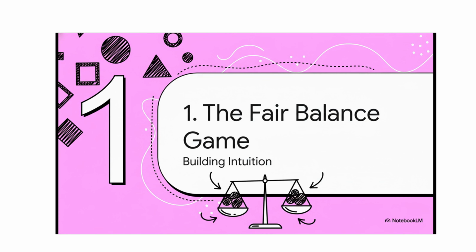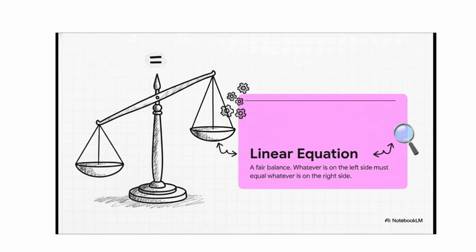First up, the fair balance game. Seriously, before we touch any formal math, we're just going to build our intuition with a simple idea that pretty much everyone can get right away. At its core, a linear equation is nothing more than a perfectly balanced scale. It's all about fairness. Whatever you've got on the left side has to be exactly equal to whatever's on the right. Simple as that.